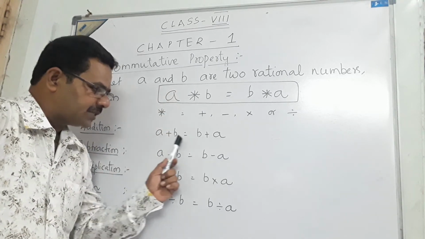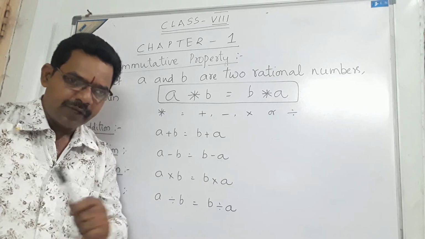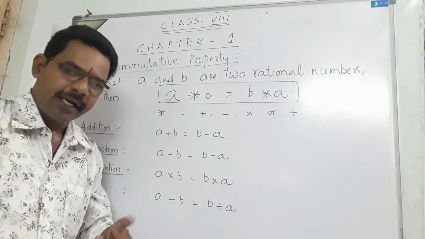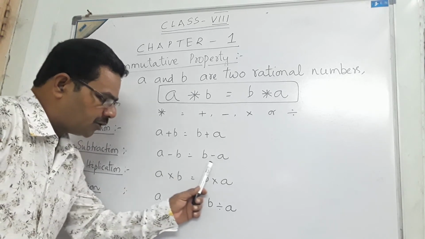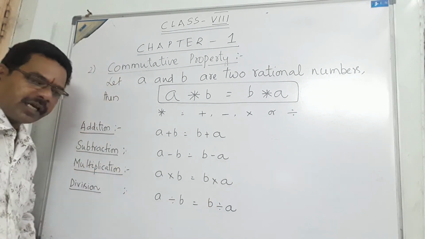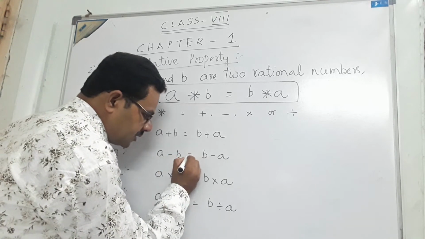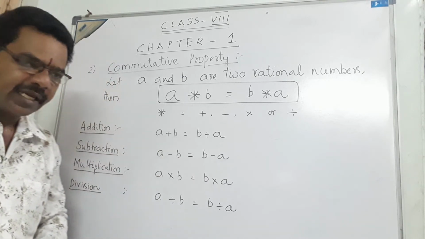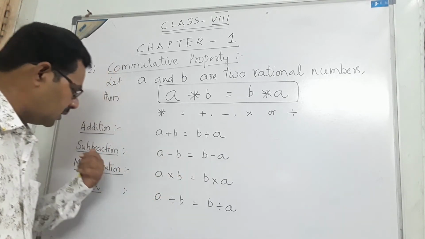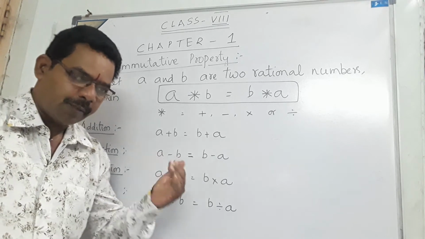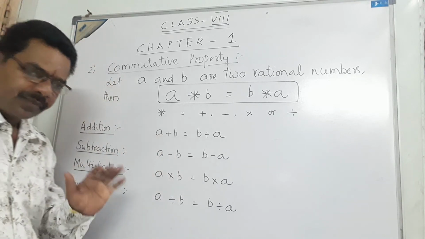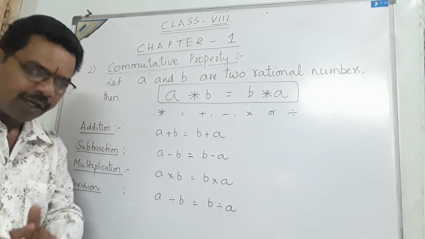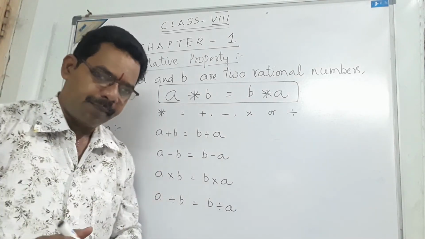Addition: if a plus b is equal to b plus a, then we can say those two numbers are following the commutative property under addition. Next, a minus b is equal to b minus a. What is the second operation? Subtraction. In subtraction, if a minus b is equal to b minus a, then we can say the commutative property is following subtraction. That means rational numbers are following the commutative property under subtraction.